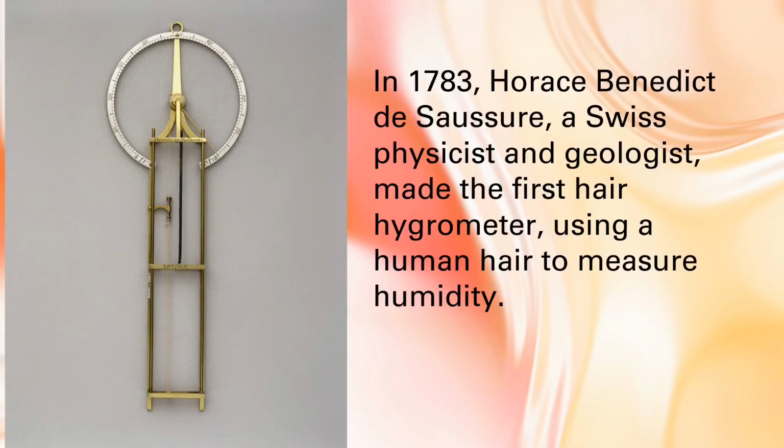Something here, this is a fascinating thing. In 1783, this chap, Horace Benedict de Saussure, a Swiss physicist and geologist, made the first hair hygrometer using a human hair to measure humidity. Now, I'm sure we all know what a hygrometer is.